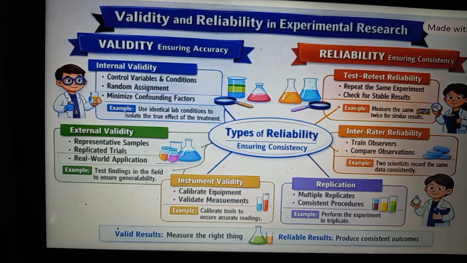Okay, today let us talk about the validity and reliability in experimental research. We all know that validity ensures the accuracy of the results, and reliability ensures the consistency of the result if we repeat the same experiment.